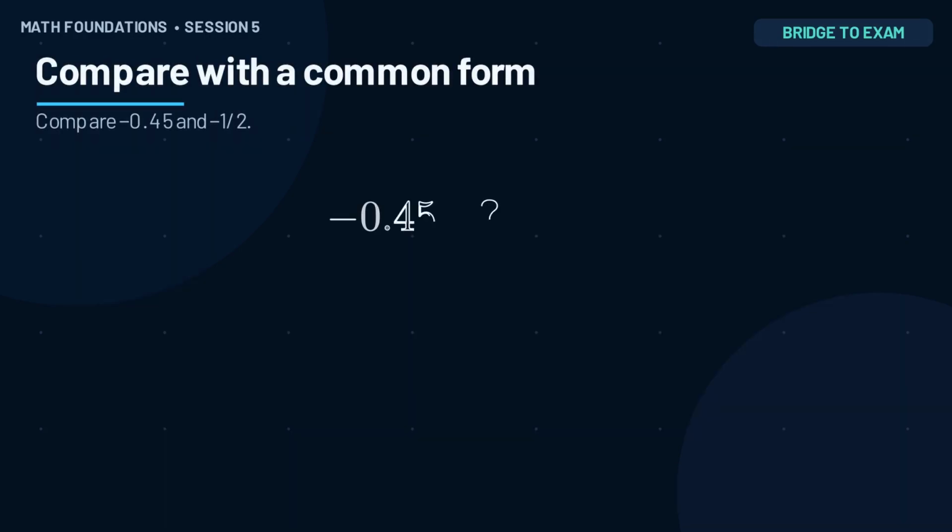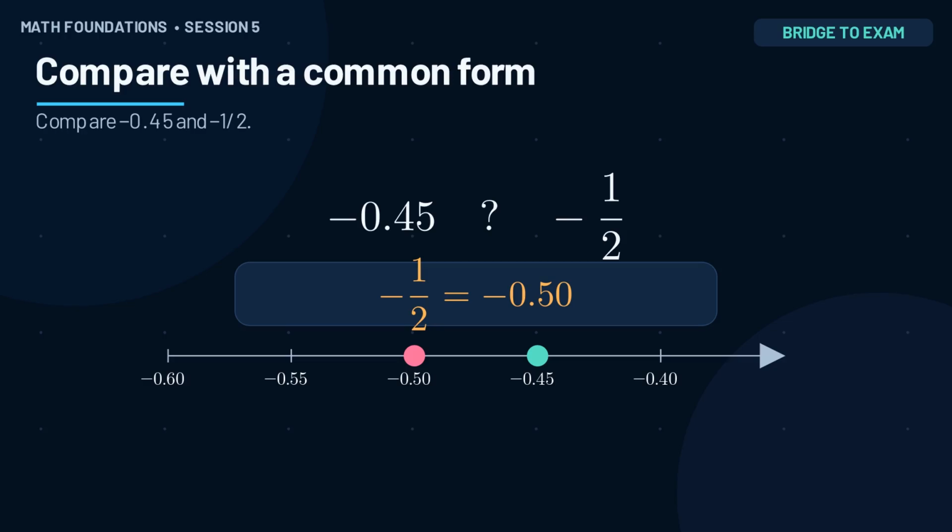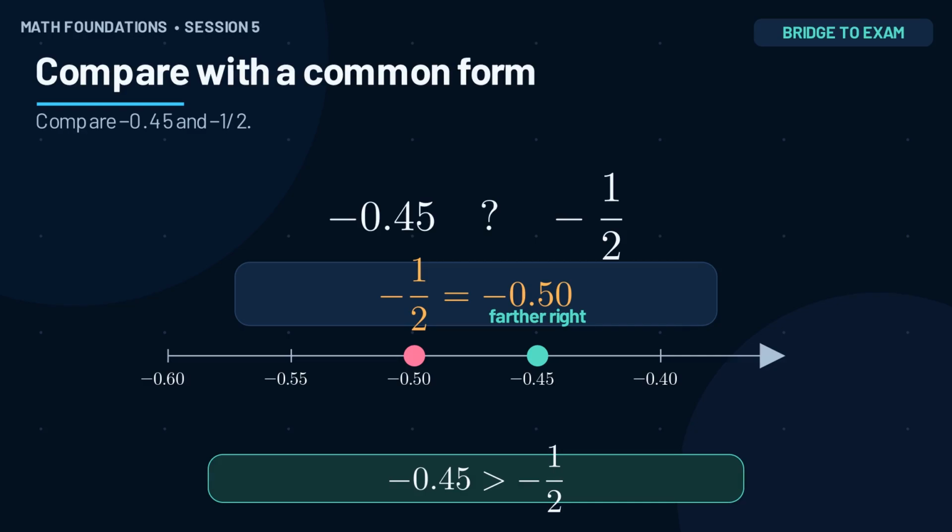Compare negative 0.45 and negative 1/2. Step 1. Use a common form. Negative 1/2 equals negative 0.50. Step 2. Place negative 0.50 and negative 0.45 on the same interval. Step 3. Identify the point farther right. Negative 0.45 is farther right and closer to 0. Therefore, negative 0.45 is greater than negative 1/2.